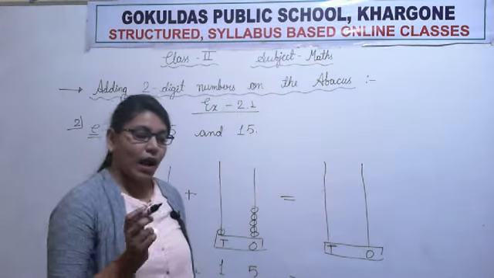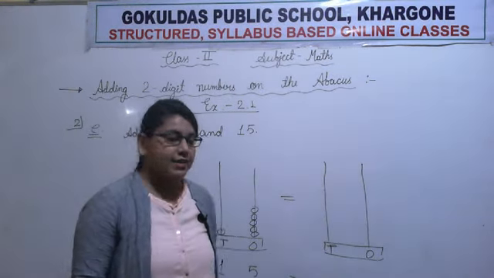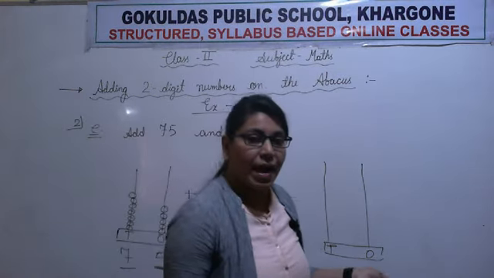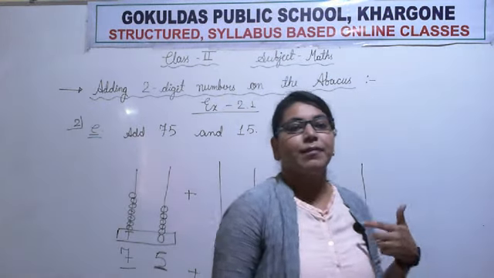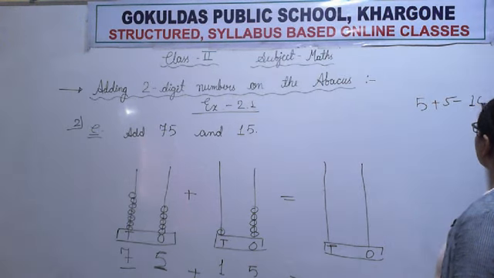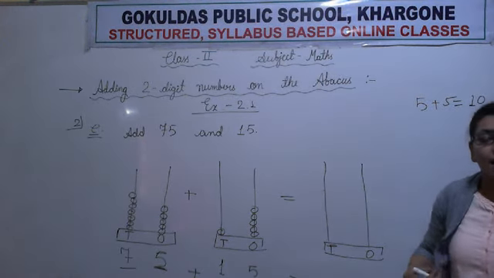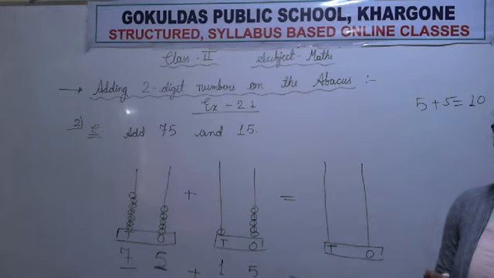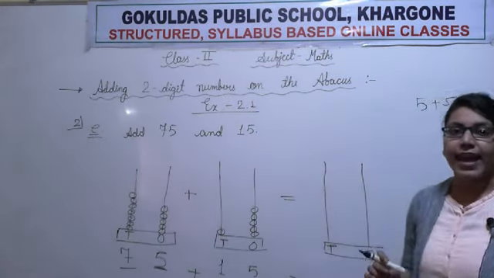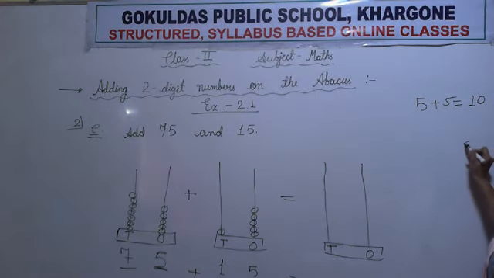Now how will we add? We will add ones and ones and we will add tens and tens. So 5 beads plus 5 beads. How many beads? 5 plus 5 is equal to 10, but a spike can hold a maximum of 9 beads, and 10 is greater than 9. So how will we do this?